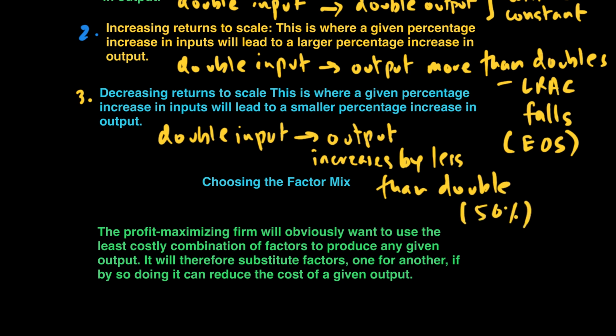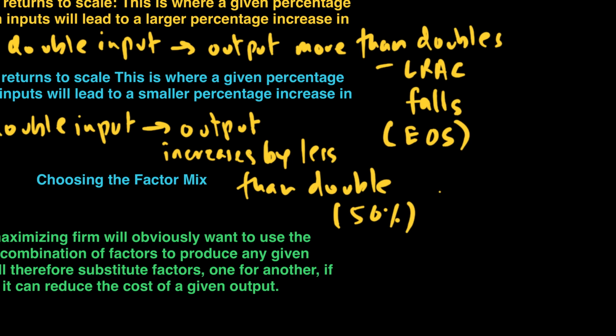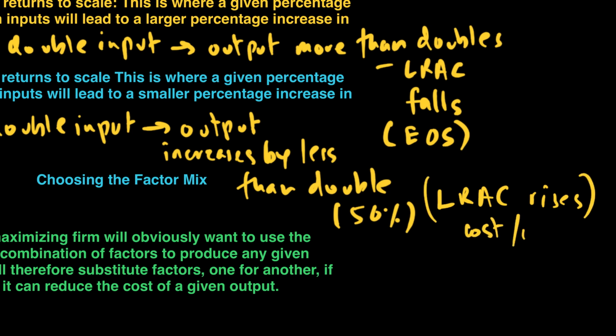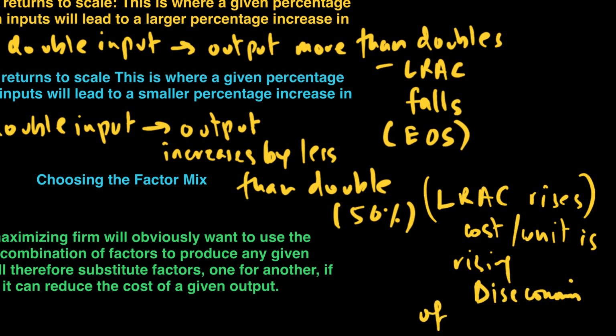This is where we will see that the LRAC is actually going to be rising. So LRAC rises. Why? Because your cost per unit is rising. Why? Because inputs were doubled, so cost doubled, but the output did not increase by that same percentage. And that's basically where you have what we call diseconomies of scale. So that's basically three things that can happen.